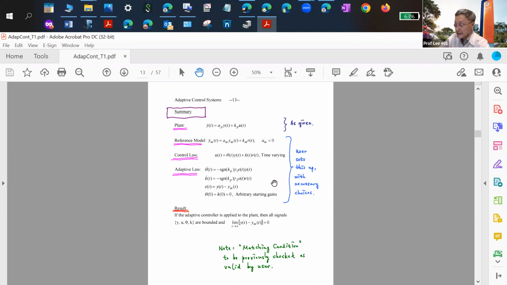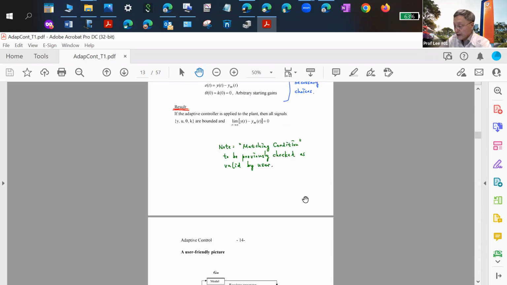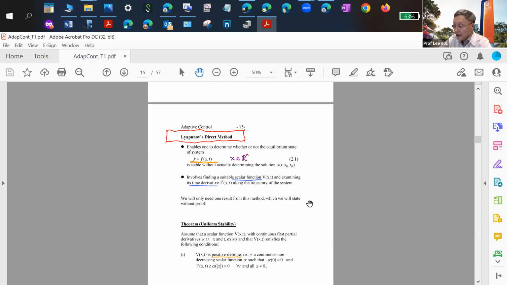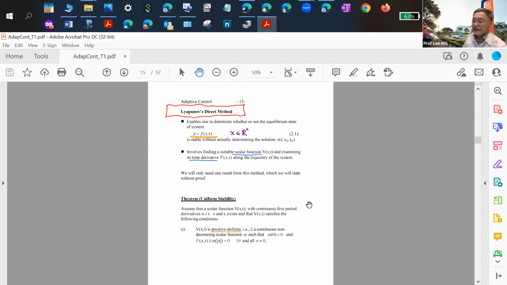Okay, so this is now what we have just finished up to last week. Let me now push on further. This is just a block diagram picture, let's ignore it.